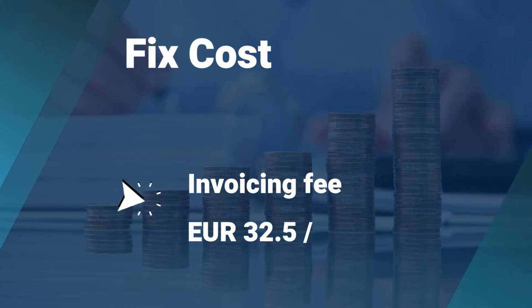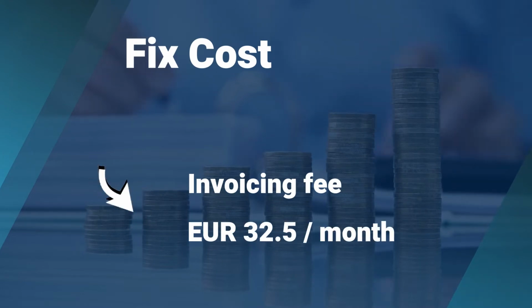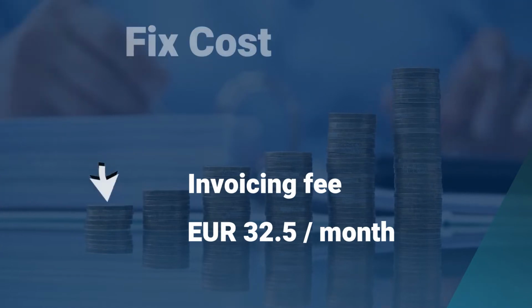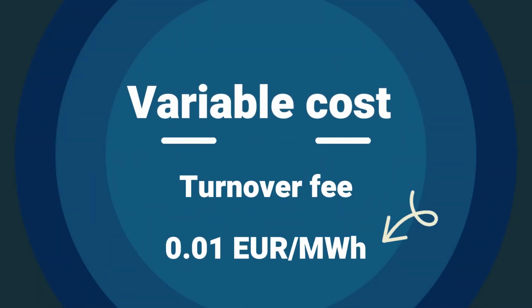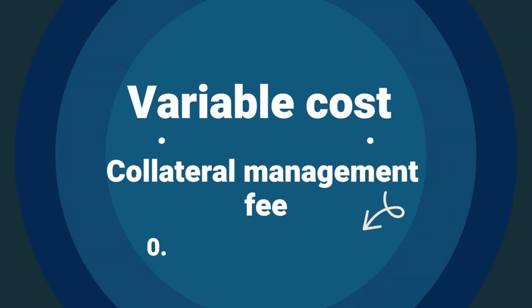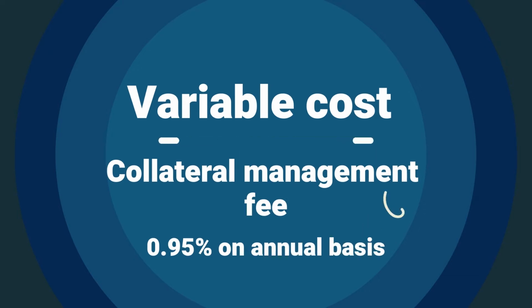As per our fee schedule, we apply a fixed invoicing fee that is Euro 32.5 per month, but only in case there was any turnover in the given month. Since this amount is so small, we won't calculate with it. The first variable cost is the turnover fee, that is 0.01 euro per megawatt-hour, and the second one is the collateral management fee, that is 0.95% on an annual basis.